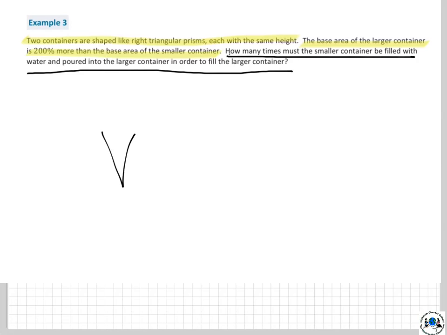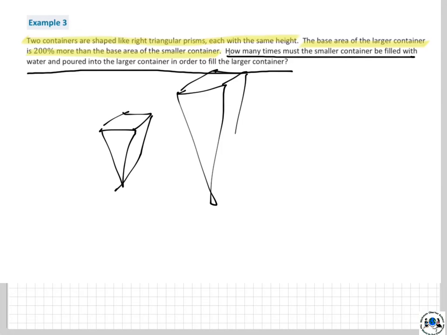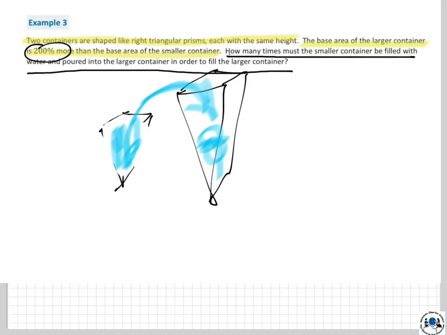Very simply, if we have a small triangular prism right here, and then we have this larger one, whose base area is 200% more than the base area of the smaller one. How many times do I need to fill this with water and dump it, then fill it again and dump it? How many times would I need to do that, based on the fact that this larger right triangular prism has a base area that is 200% more than the base area of the smaller container? So that is our question.